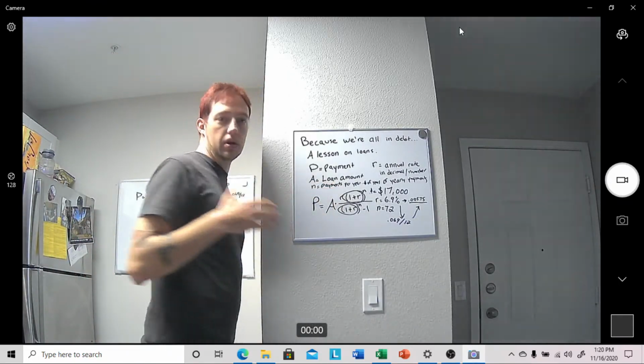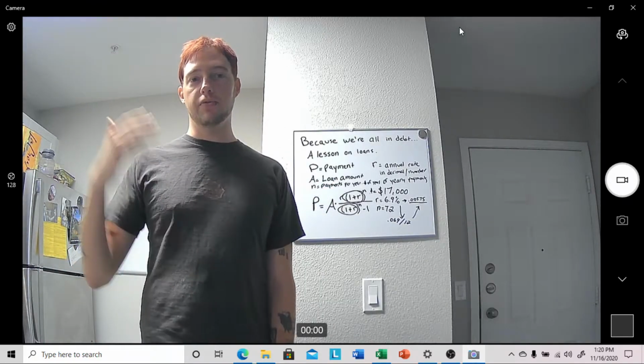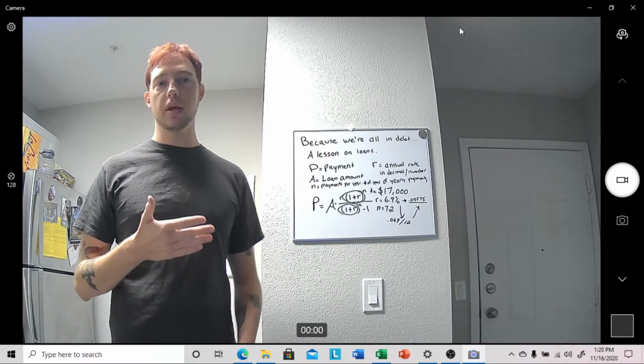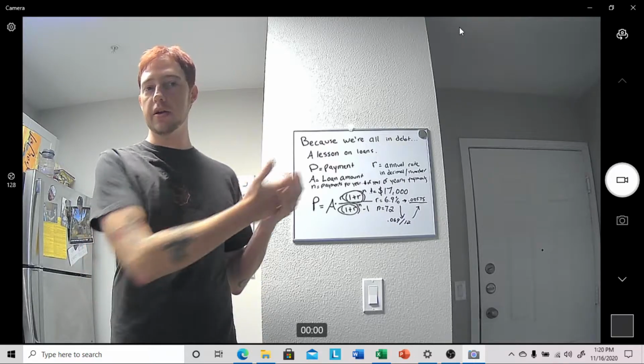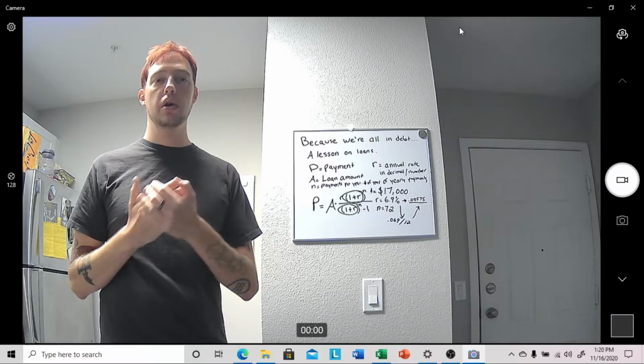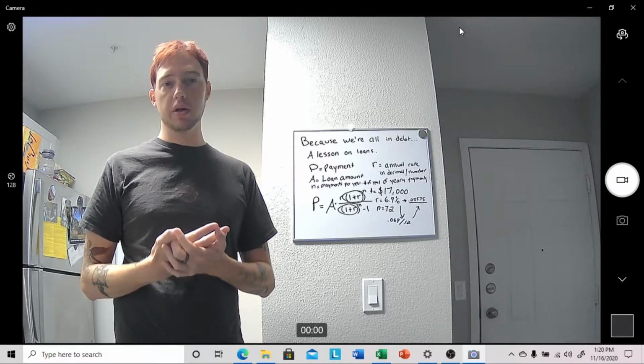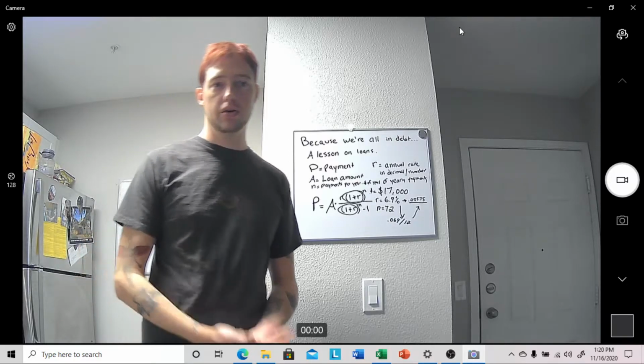N equals the number of payments you're going to make to fulfill this loan. If the bank is giving you 6 years and you make those payments monthly, then that number, that N, is 72. If it's 5 years and you pay monthly, it's 60. Okay?